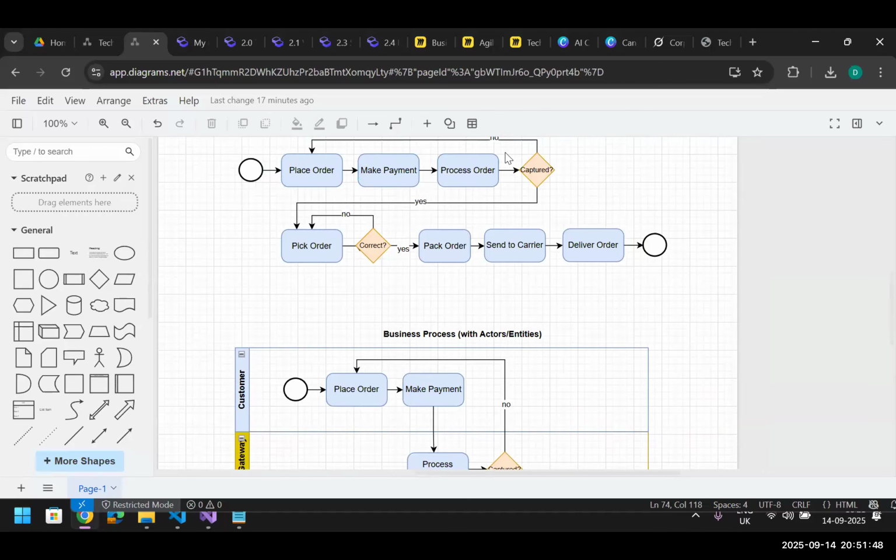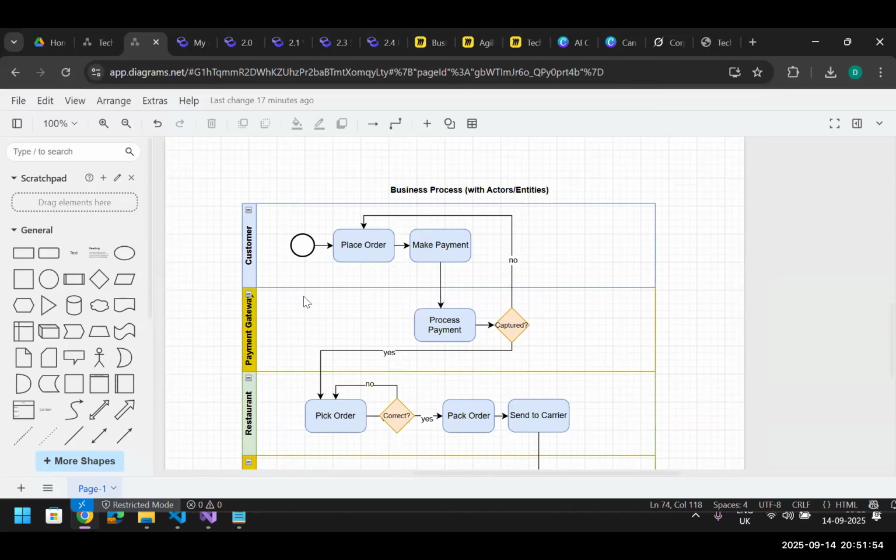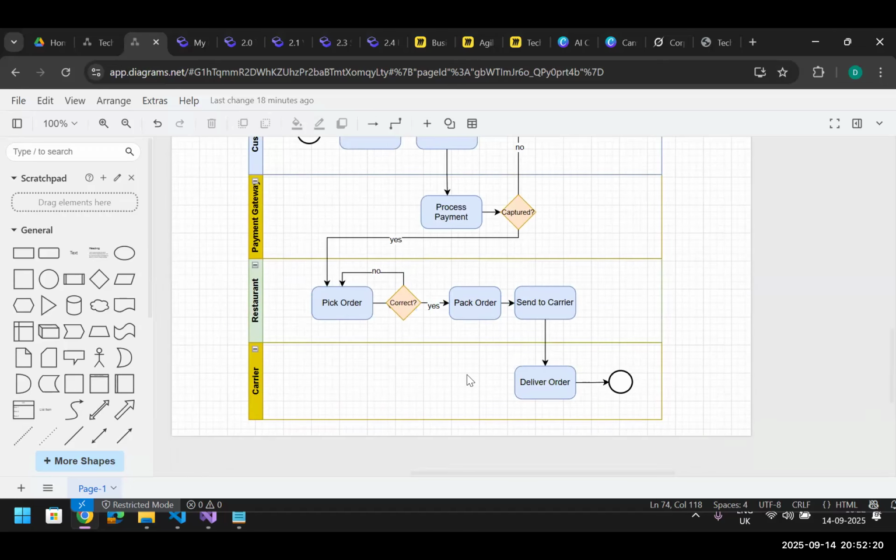In the overall end-to-end scenario, processing the order is the responsibility or accountability of the payment gateway. It could happen that there are insufficient funds, or the limit is over. Many things happen. Only if it is successful does it come to the restaurant to pick the order. They validate whether it is junk or not, then place the order and send it to the carrier. And who can deliver? The logistics partner is the carrier who delivers the order.